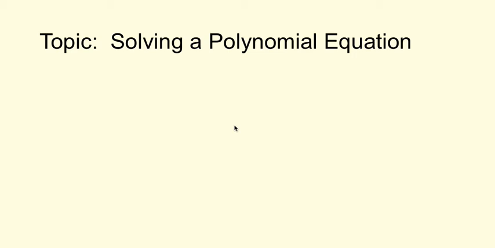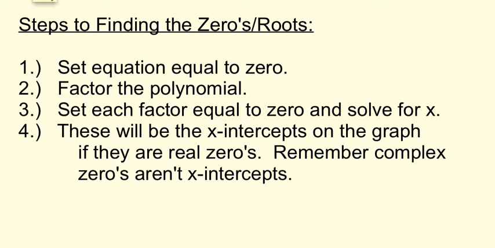We're going to solve a polynomial equation by factoring. So here are some of the steps. Number one is you want to set the equation equal to 0. Then factor the polynomial the ways we've learned already. Then set each factor equal to 0 and solve for x.